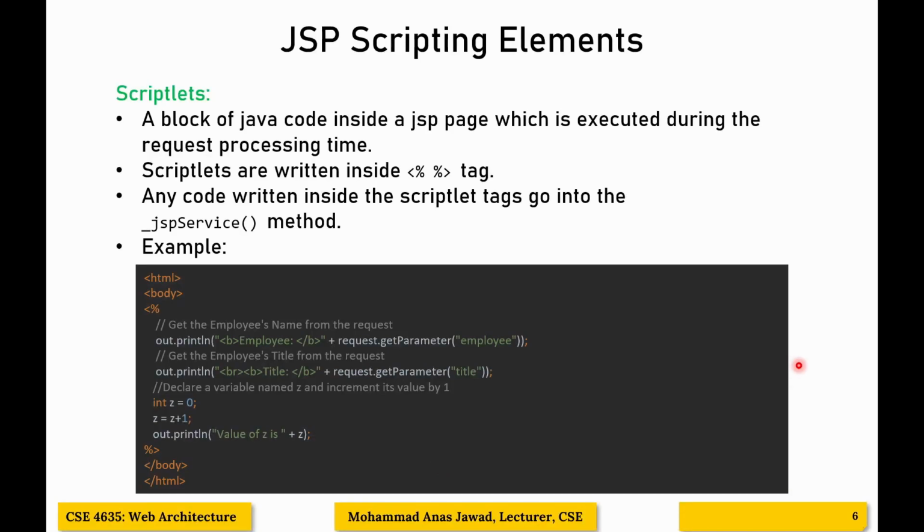Another important thing to note in this example is that we are using the implicit object out and the implicit object request inside this scriptlet. Now, if you remember, implicit objects do not have to be defined separately. And as you can see, we have not defined out or request objects anywhere in this scriptlet, right? So we are directly using the out object and the request object without defining or declaring them. All right.